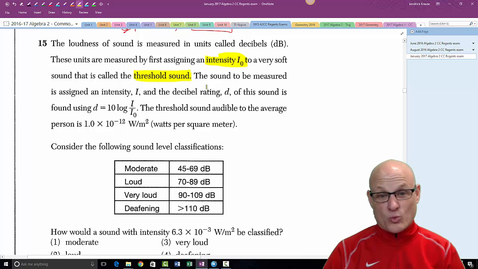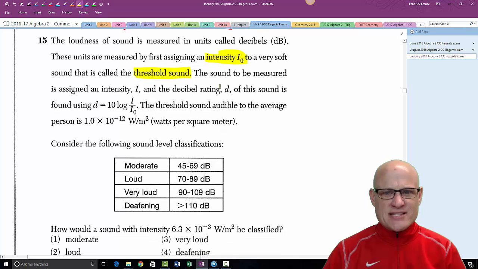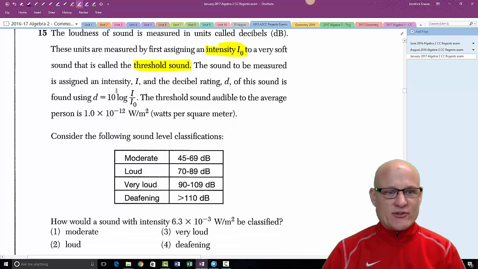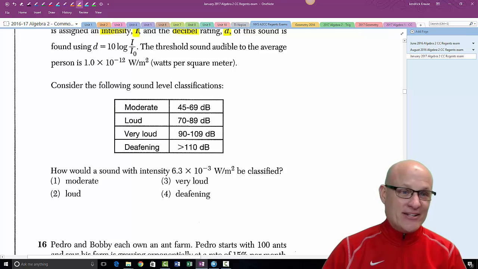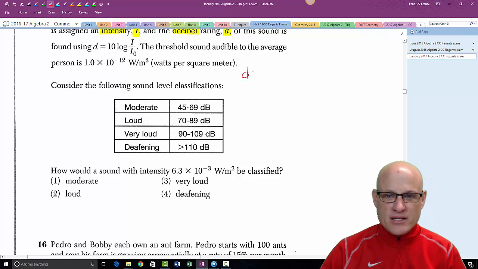So you've got to be able to read too. The sound to be measured is assigned intensity I and the decibel rating D. Intensity I, decibel D of the sound. Using this, what the heck? Oh my God, it's got logs. I don't like logs. So let's look at this. D equals 10 log base 10 of I over I0.